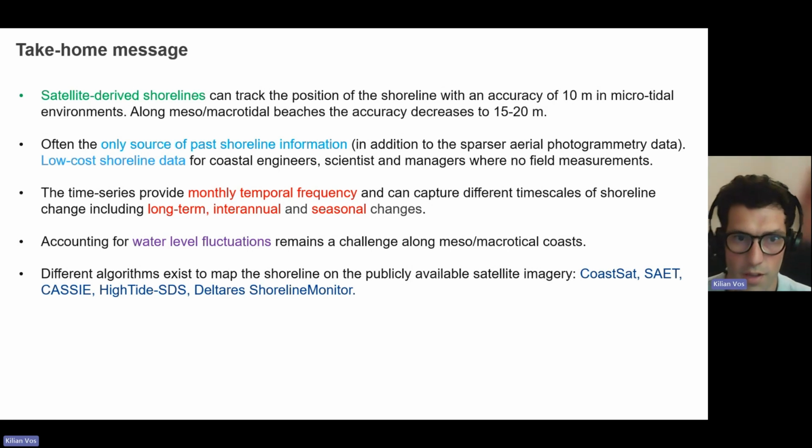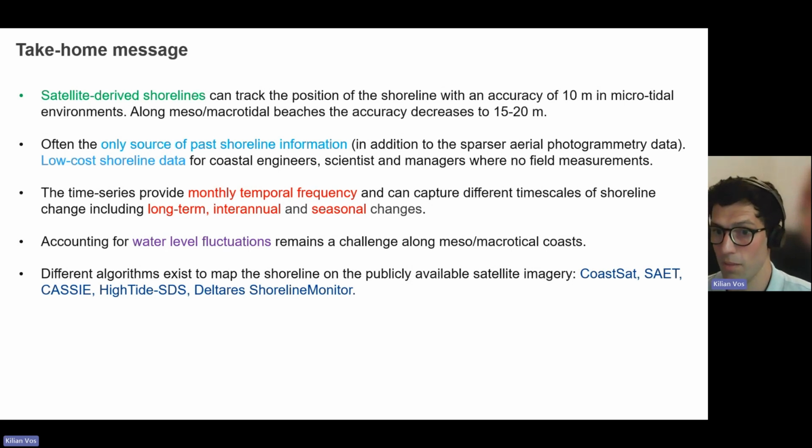So yeah, I'll conclude. The main take-home message from this presentation is that satellite-derived shorelines are now capable of tracking the position of the shoreline with an accuracy of about 10 meters in macrotidal environments. So that's very useful for a lot of applications. It's sufficient for looking at long-term trends, looking at beach nourishments. You just need to have a signal that is, let's say, at least 20 meters, so 2 times the accuracy, to have a good enough signal-to-noise ratio.